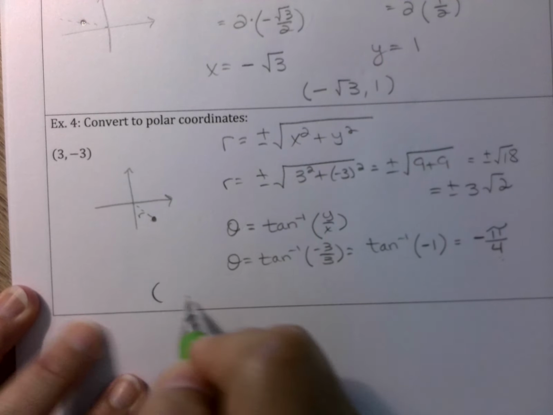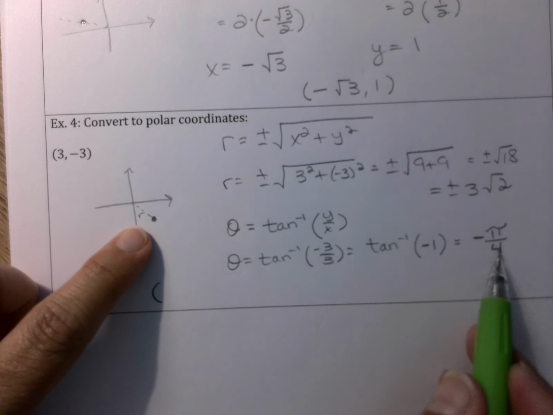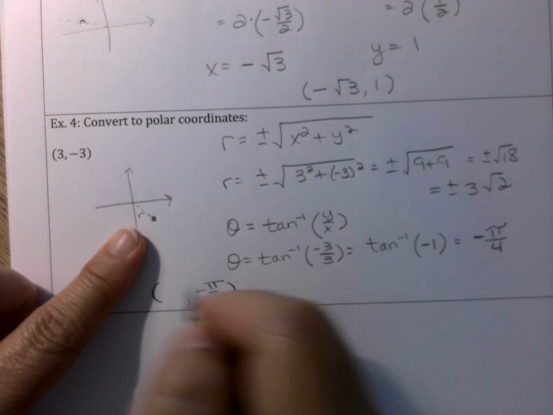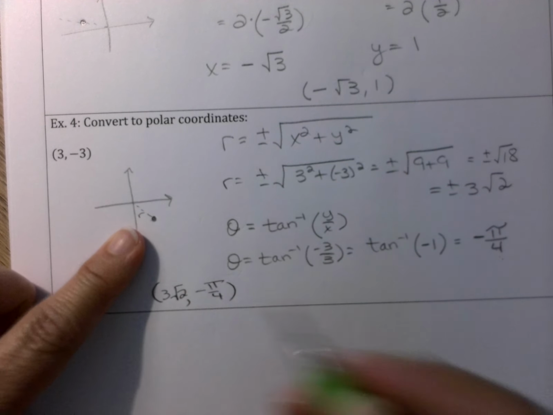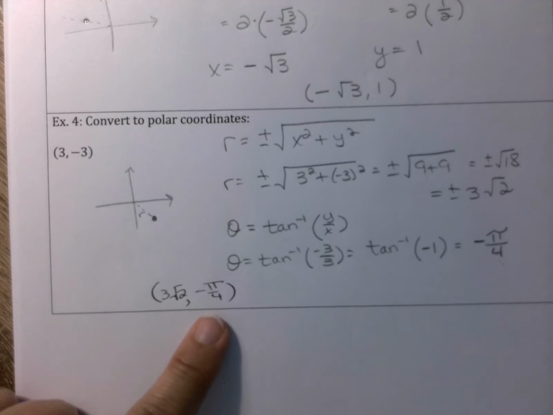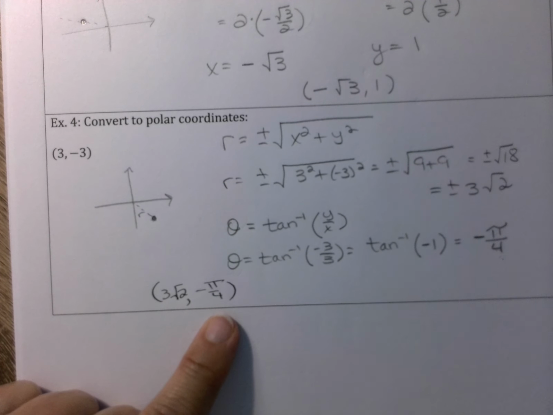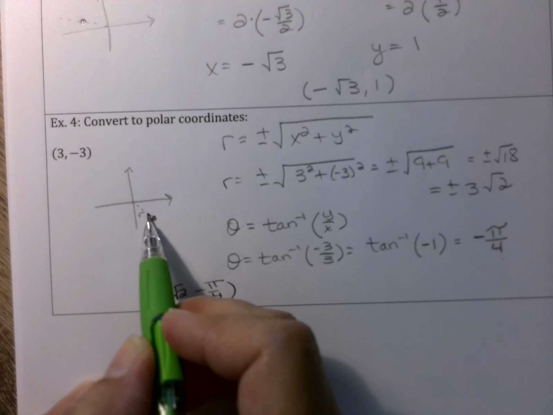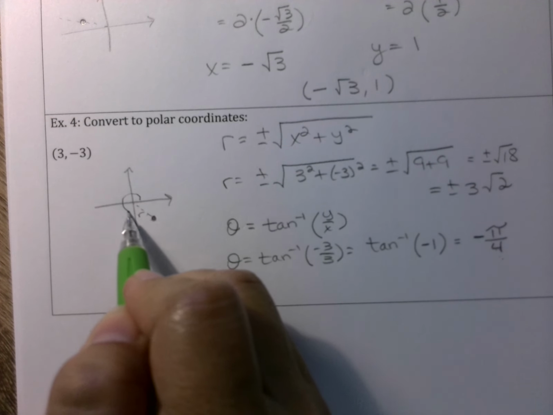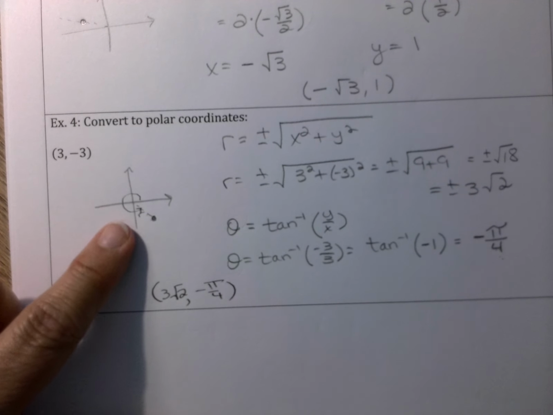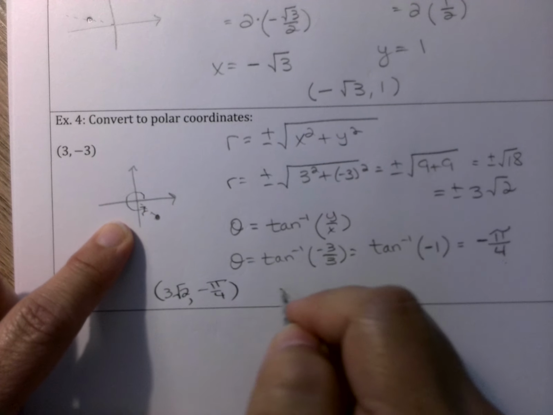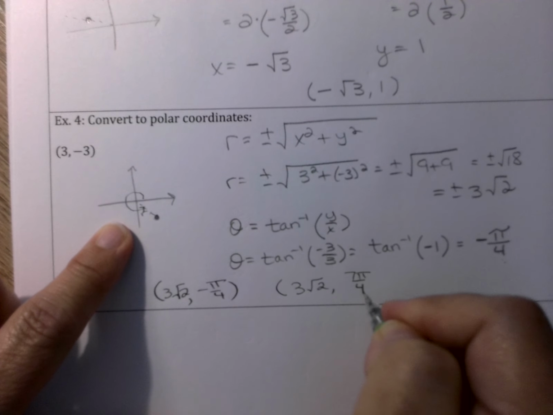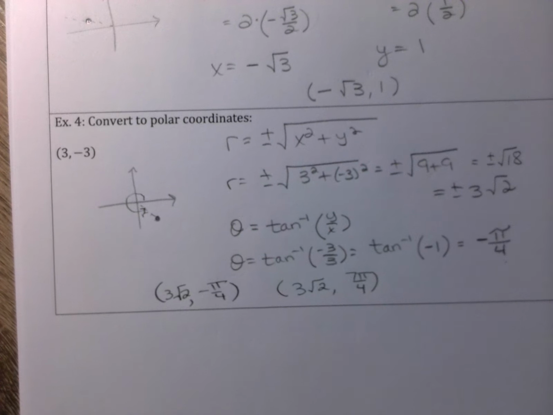And so if I'm going to use this angle putting me in quadrant 4, then I want the positive version of my radius. So 3 square root of 2, negative π/4. However, we could have chosen to find a positive angle. Instead of using negative π/4, we could use this theta. The coterminal angle that's positive would be 7π/4, because that's the π/4 angle that's in quadrant 4.